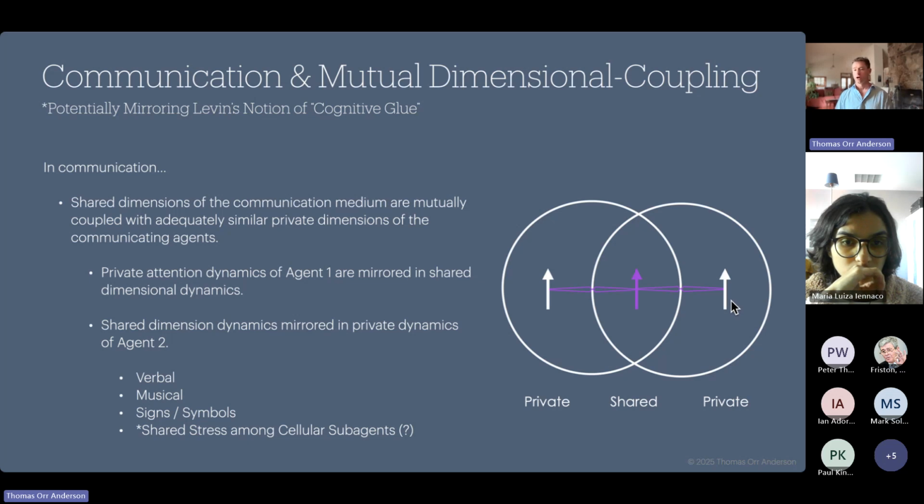And if these couplings are adequately similar, then we have successful communication. So if my private dimensions that are coupled to these shared dimensions are adequately similar to the private dimensions coupled to those same shared dimensions, then the communication is potentially successful. And this is the case for verbal and musical communication, signs and symbols. A question I hopefully will get to later is, when considering whether attention field theory applies to non-conscious processes, could this also apply to, for example, shared stress among cellular subagents, potentially mirroring Mike Levin's notion of cognitive glue, if I understand it adequately.